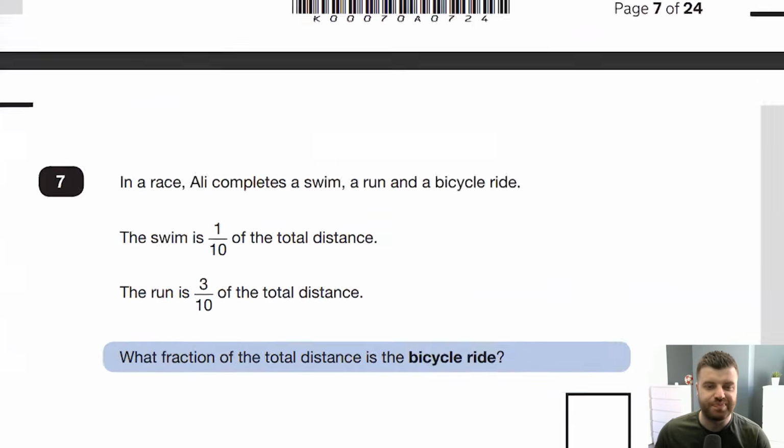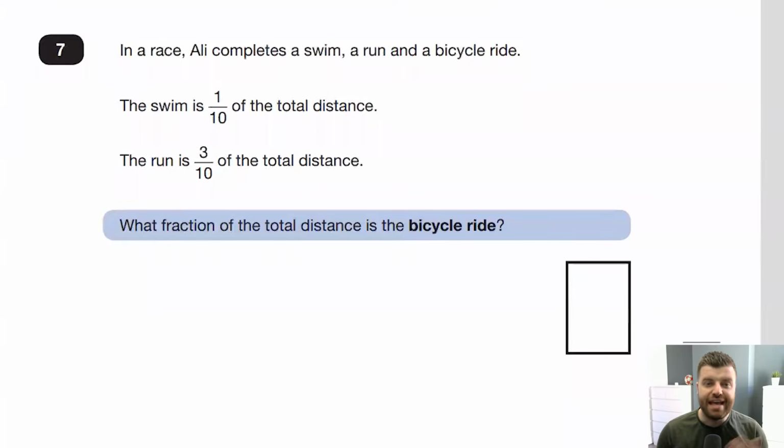Let's move on. Question 7. In a race, Ali completes a swim, run, and a bicycle ride. The swim is 1/10 of the total distance. The run is 3/10 of the total distance. What fraction of the total distance was the bicycle ride?